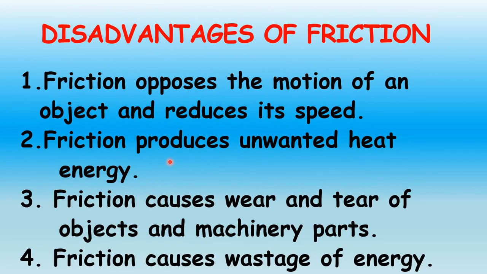Then friction has some disadvantages also. The first disadvantage we have already told. An object which is moving on a surface comes to rest on its own because of friction. Friction's main job is to oppose the motion and to reduce the speed. So it is one of the disadvantages. Friction opposes the motion of an object and reduces its speed.